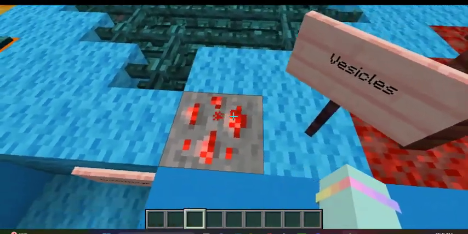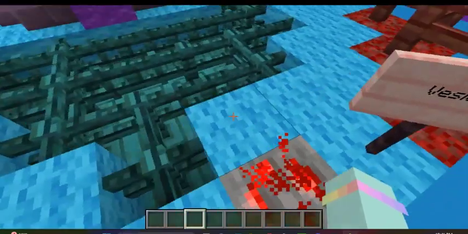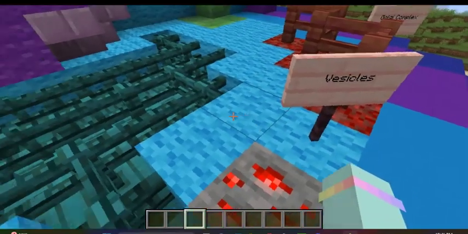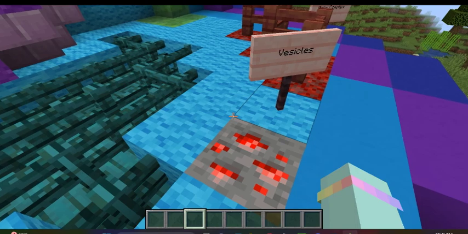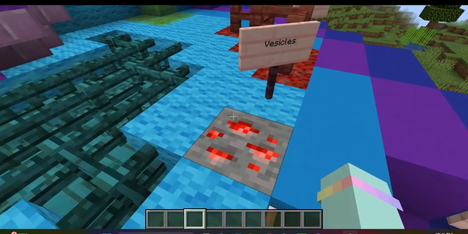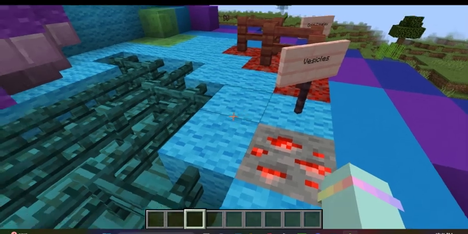So onward to the right side of the cell, we have the vesicles. Honestly, I really suck at this. So they are small membrane sacs that transport materials within the cell.